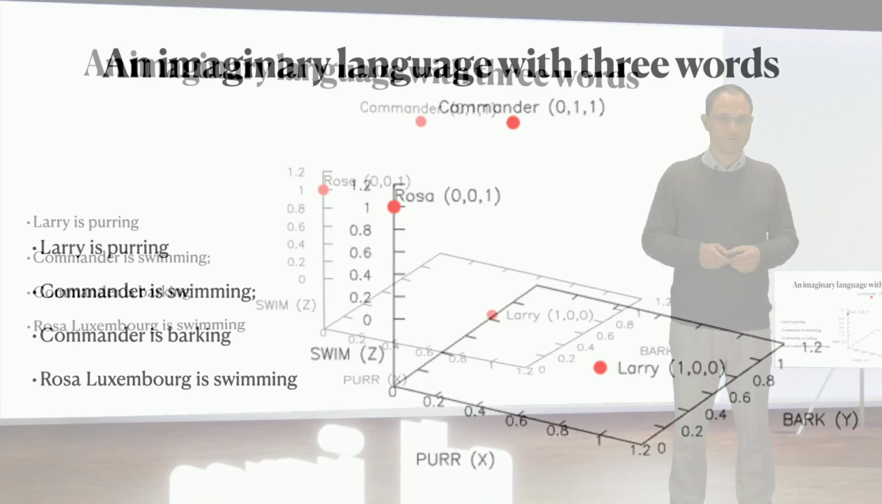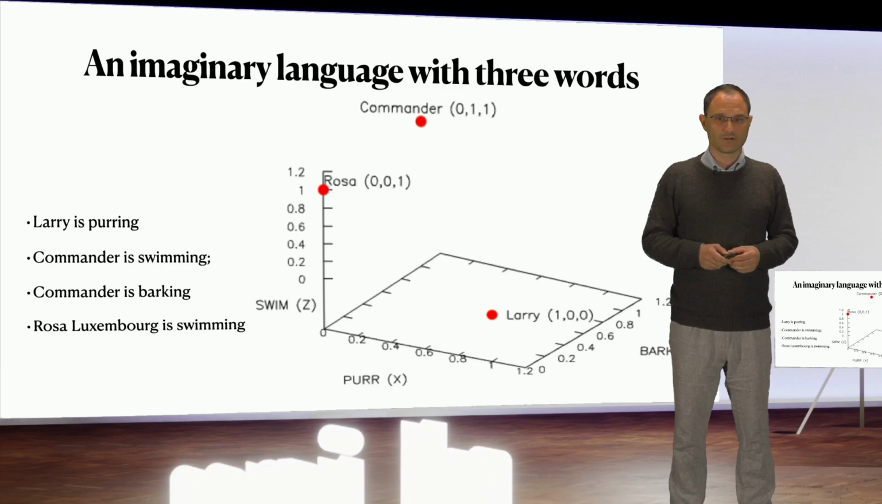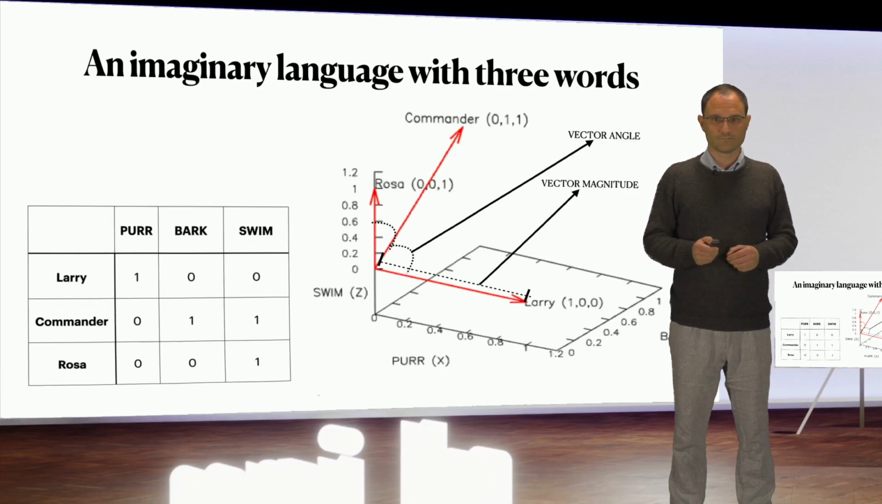For the sake of clarity, I added a third animal to the list, and this is Rosa Luxemburg. Not the famous philosopher, but the former tortoise of Balliol College, Oxford. And here is a sentence with Rosa Luxemburg. Rosa Luxemburg is swimming. The three animals are three different points in the space that has three dimensions. We can also imagine this as follows.